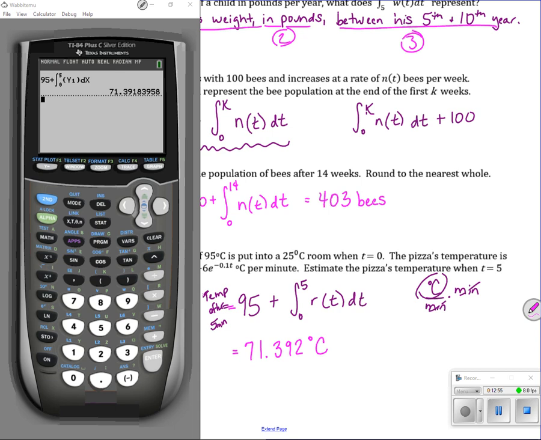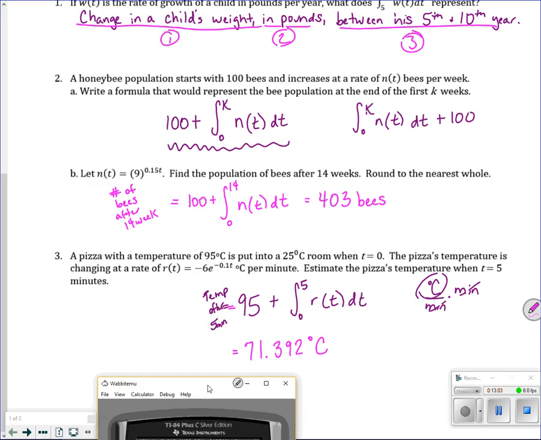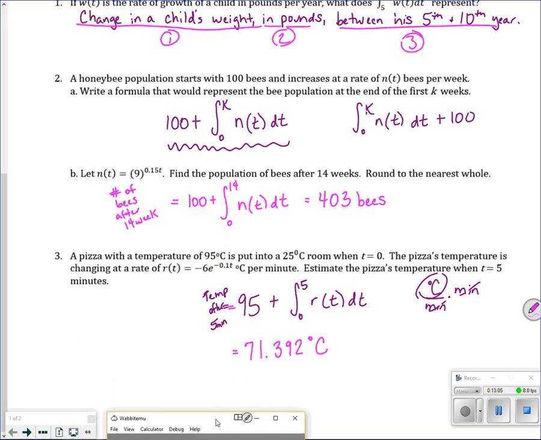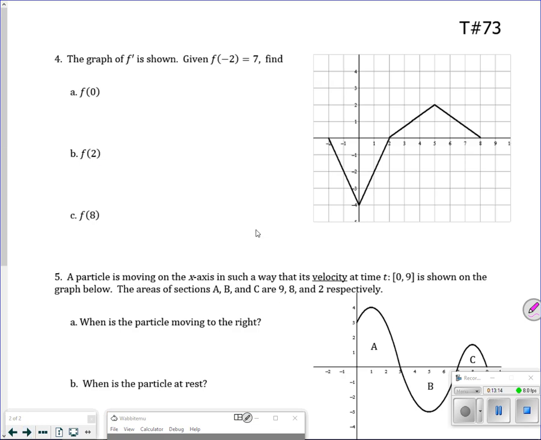Now the back side, actually the front side we used a calculator. The back side, we're not going to use a calculator at all because, again, this could be on the calculator or non-calculator parts. So your homework, it'll be kind of obvious which one you should do. So let's look at this first one. It says the graph of f prime is shown. Given f of negative 2 is 7, find these things.